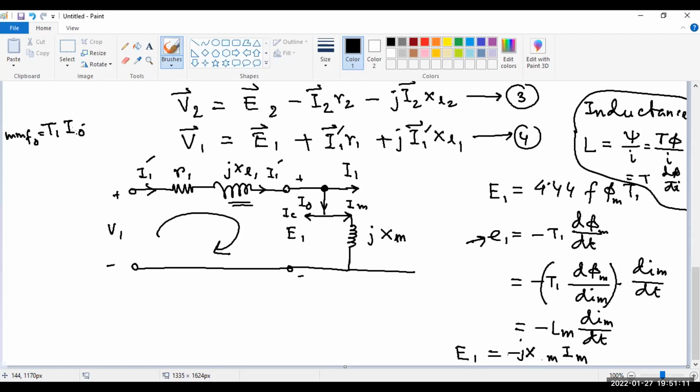So here also, in the case of the magnetic circuit, the MMF which is generated, T1 I naught, will produce some flux. Some flux will flow through the core, and some flux will not flow through the core. The flux which is flowing through the core I can term as φm, and the flux which is not flowing through the core I am calling φL. So leakage flux and mutual flux.